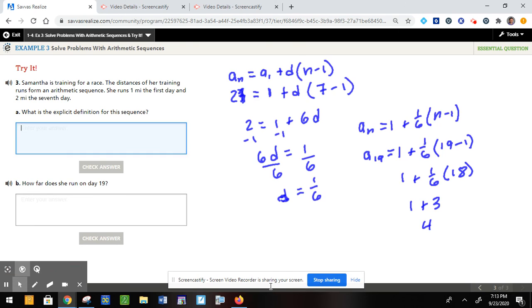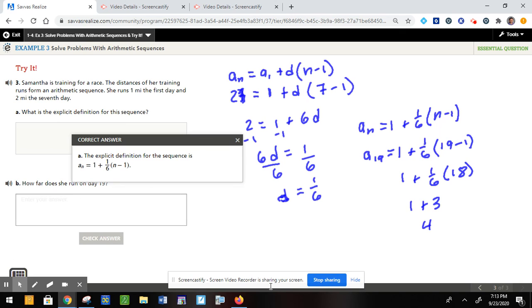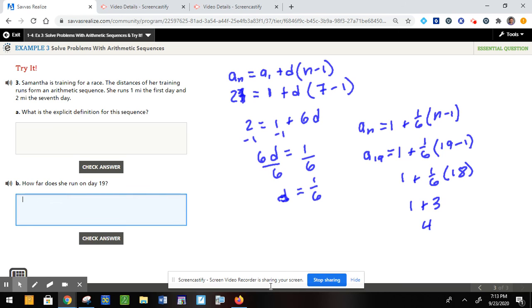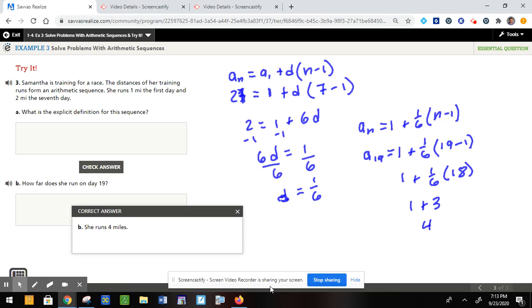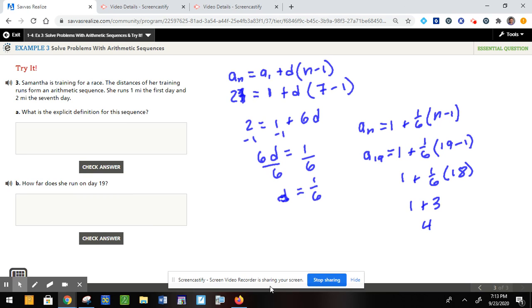Okay. So again, explicit definition matches what we had. And she is getting 4 miles, or they're getting 4 miles that Samantha's running, just like we did. Okay. All right, let's look at example 4.